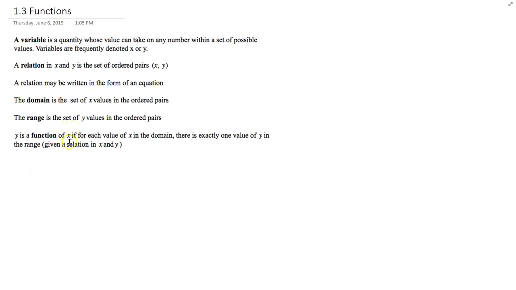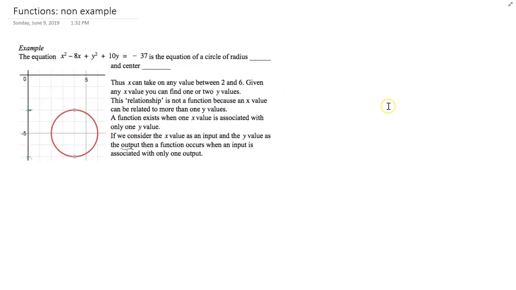Now, y is a function of x if for each value of x in the domain, there is exactly one value of y in the range. That is, for one value of x, there is only one value of y. If for a value of x, there is more than one value of y, then that is not a function, okay? Let's talk about this a little bit more.